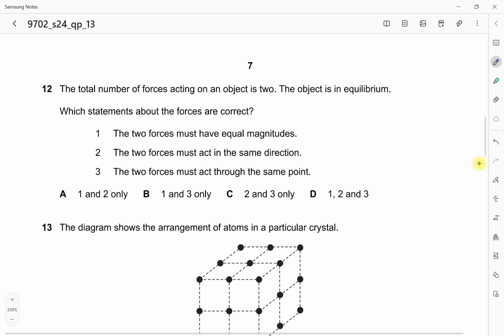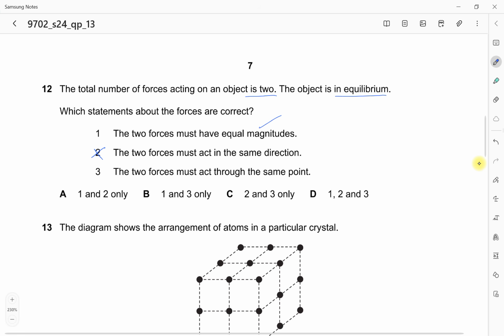Total number of forces acting on an object is 2. The object is in equilibrium. Which statement about the forces are correct? So if there are only 2 and the object is in equilibrium, then these two forces must be equal in magnitude. That is number 1. They must be acting in opposite directions. The two forces must act in the same direction. But they say the object is in equilibrium. If they act in the same direction, this cannot give us a resultant as 0.